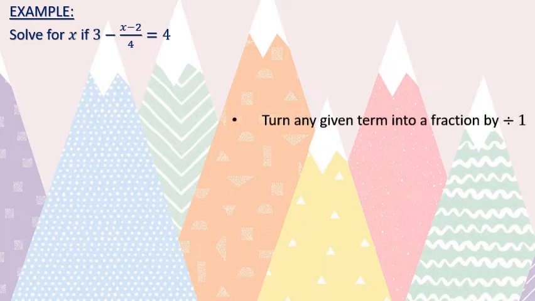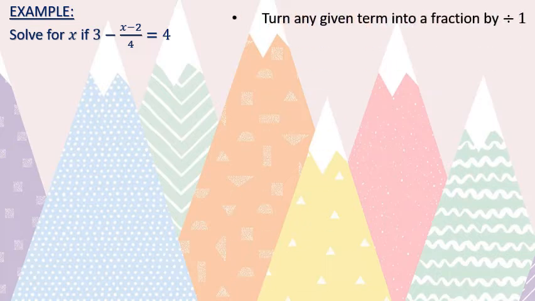Remember the very first bullet point I jotted down on the previous slide? I said turn any given term into a fraction by dividing by 1. So I'm going to take that 3 and pop it over 1. I'm going to take this 4 on the right-hand side and pop it over 1. Now we have all sorts of fractions, and so we can find an LCD. Luckily, there are no variables in the denominator, so all we need to do is find the highest common factor for 1 and 4. What number does 1 fit into that 4 also fits into without any remainders? Easy peasy, LCD is 4.